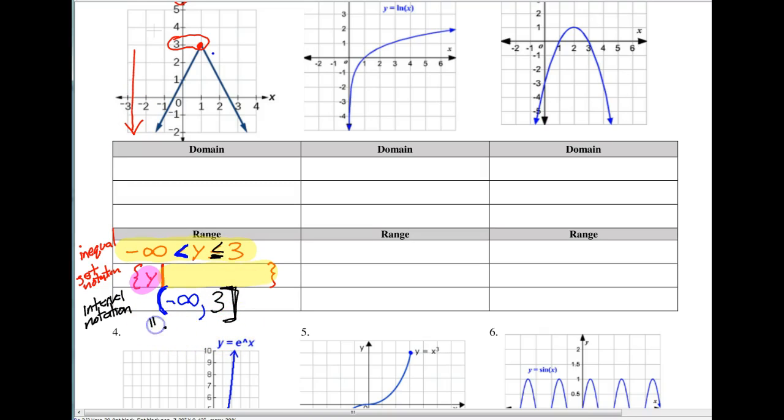Again, we use parentheses because it's less than. We use the bracket here because it's less than or equal to. That's why we use those. So you can have 2 parentheses, you could have both brackets. Just depends on the inequality that you would have right here. Infinity is never equal to.